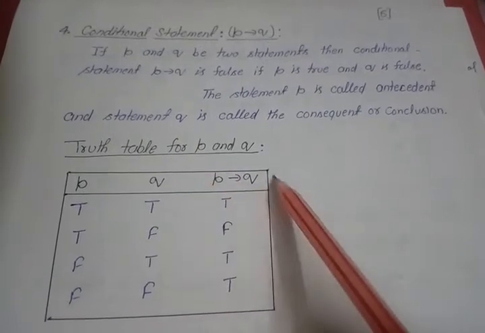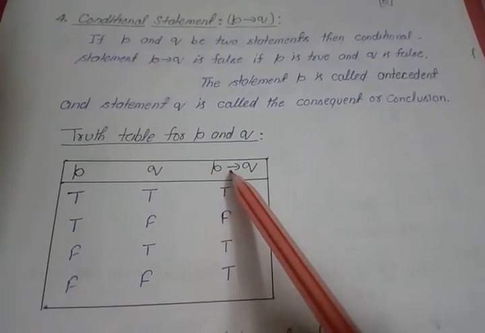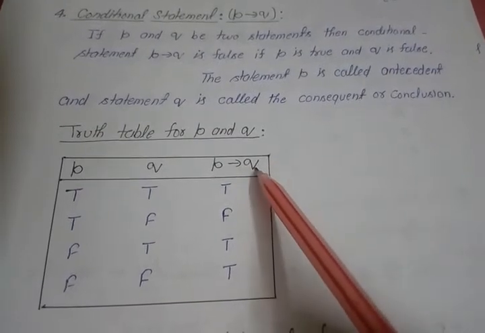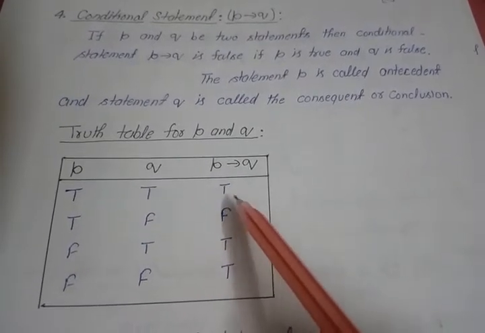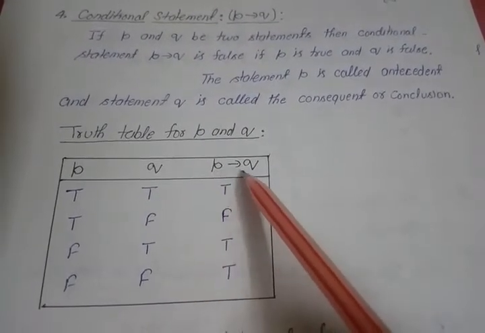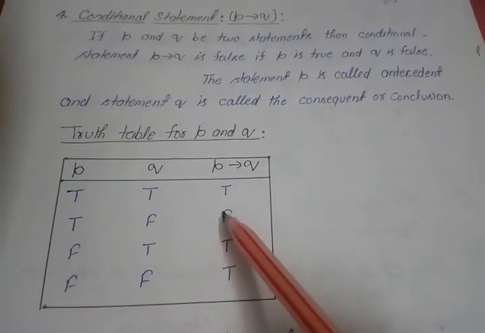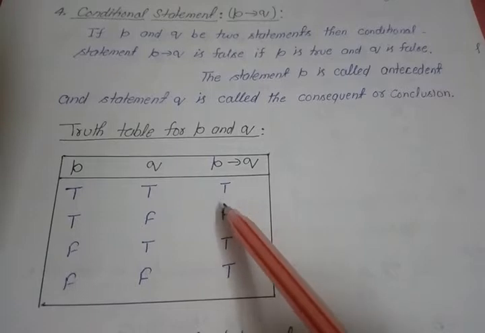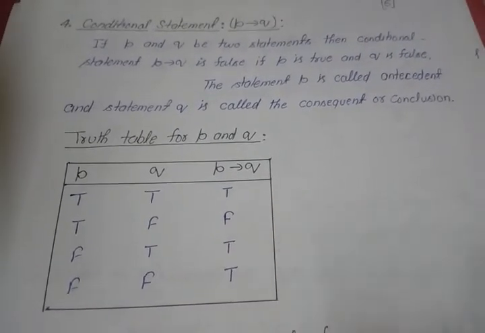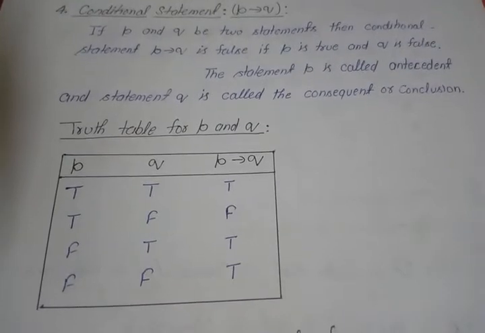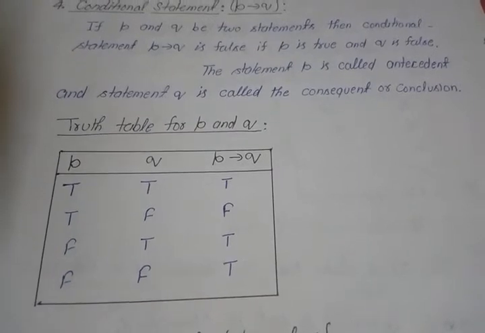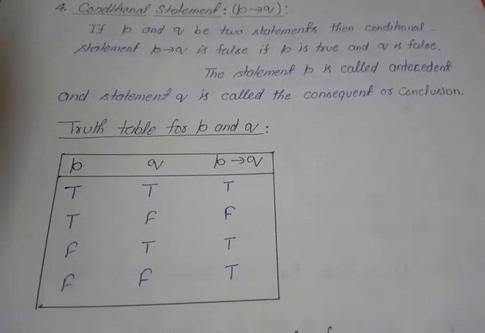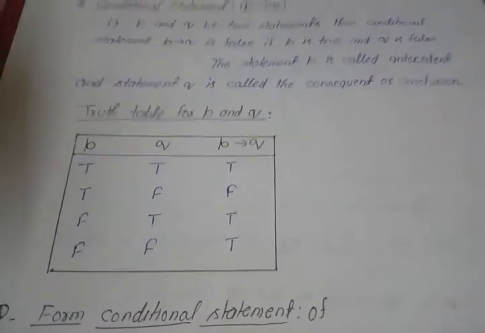Now there is one thing to remember. If P conditional Q is given the value F, this means the truth value of P is true and the value of Q is F. In one case it will be false and in all the remaining cases it will be true. Okay, if P is true and Q is false, then P conditional Q will be false and will be true in all other cases. Now the next connective is biconditional.